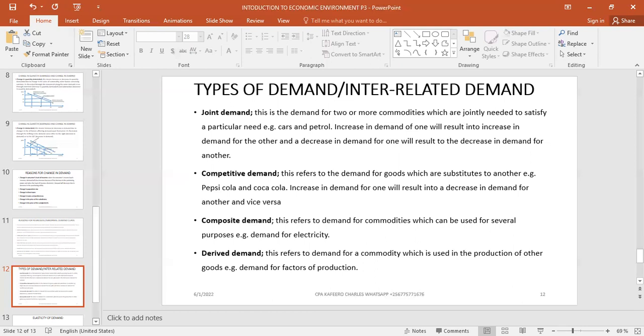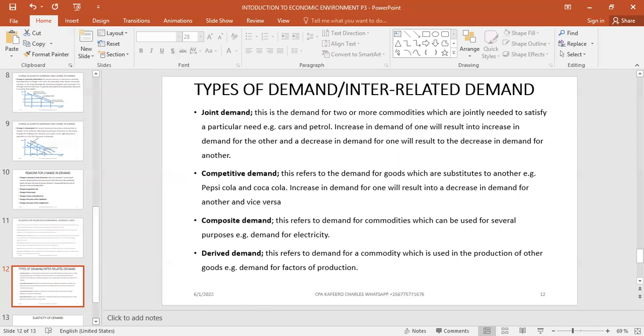If, let's say, you are going to take tea, we expect to be having tea leaves and whatever. So that's all about the joint demand. We can talk about it in a sense that an increase in demand of one will result in an increase in demand for the other, and a decrease in demand for one results in a decrease in demand for the other. That's a joint demand.